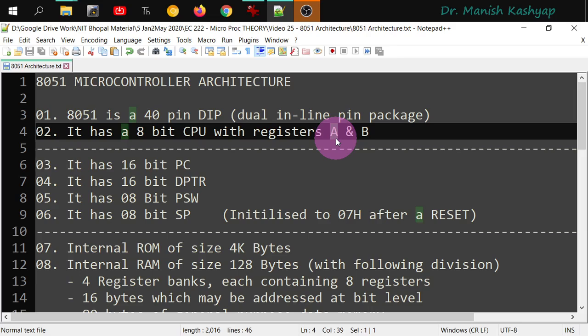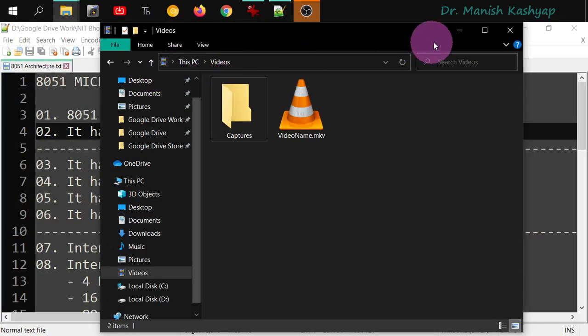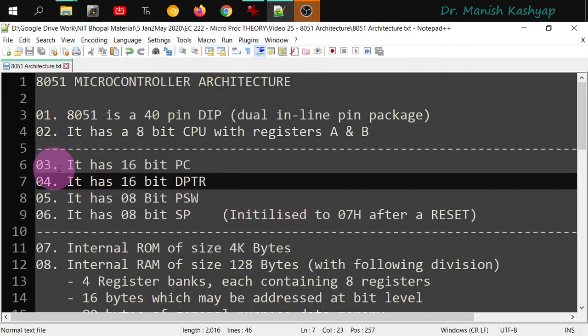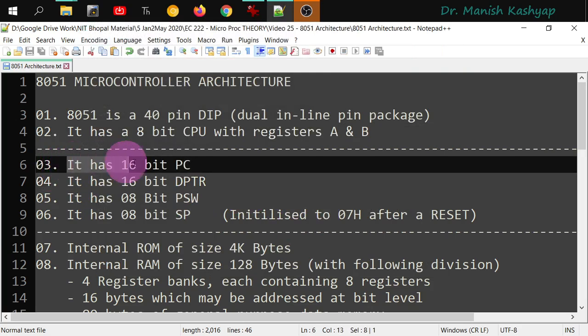So this also holds in 8051. Now, another important thing is that it has got a 16-bit program counter. So the 8051 microcontroller has got a 16-bit program counter. That means, if it has got a 16-bit program counter, then the first address has to be 0000 in hexadecimal, and the last address has to be FFFF.